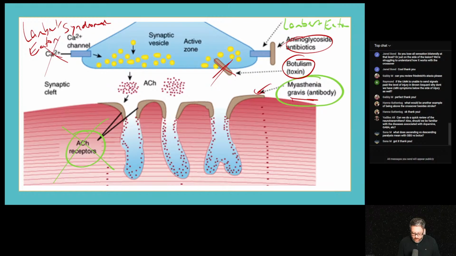Lambert-Eaton syndrome blocks the calcium channel, so if calcium doesn't get released into the presynaptic vesicle, there's no exocytosis, neurotransmitter can't be released. So they're all neuromuscular junction problems. Lambert sign is the fact that with repeated muscle contraction, it gets better. That's what Lambert sign is. But they're all neuromuscular junction problems.